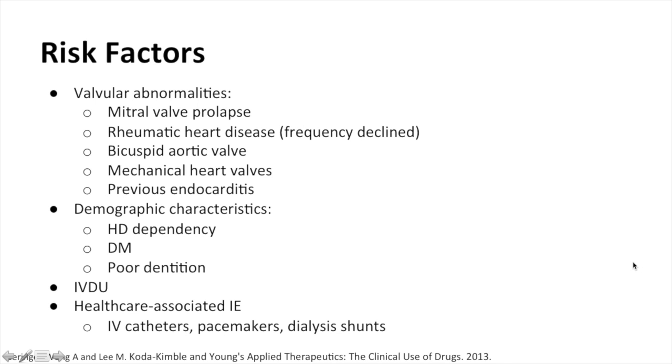The risk factors for endocarditis are highlighted on this slide. Valvular abnormalities such as mitral valve prolapse and rheumatic heart disease. Demographic characteristics such as hemodialysis dependency, diabetes mellitus, or poor dentition. And then also IV drug users. Currently, there has been a rise seen with healthcare-associated IE, mostly from IV catheters, pacemakers, and dialysis shunts.